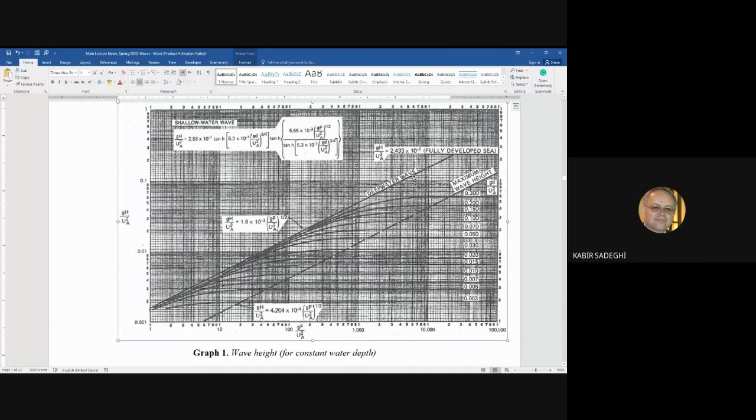Why is a straight line written for deep water? Why is it straight? Actually it should not be very straight, because H is a function of the square root of F.